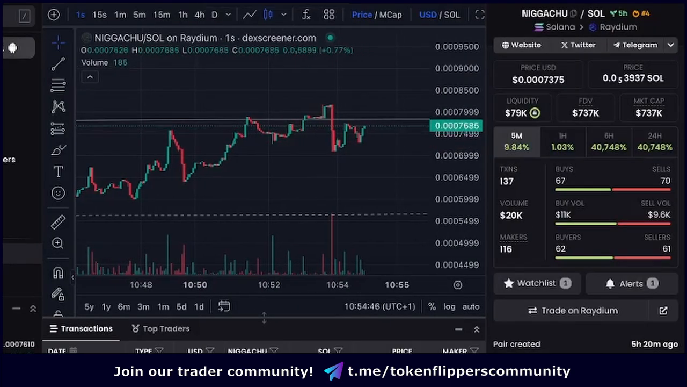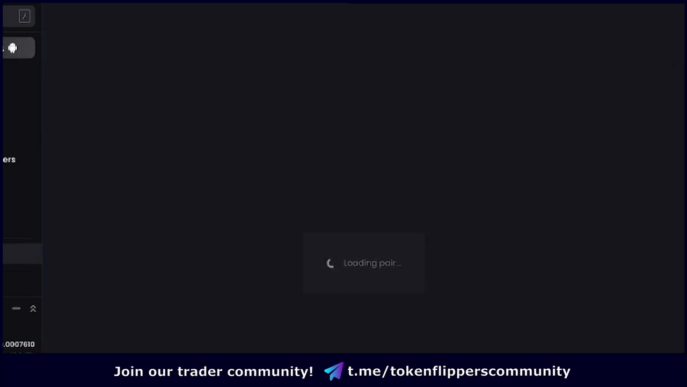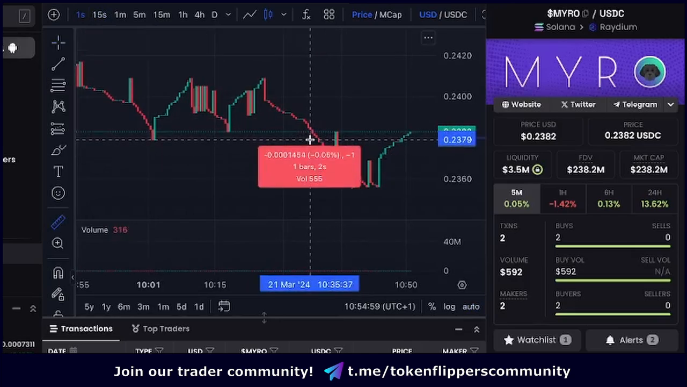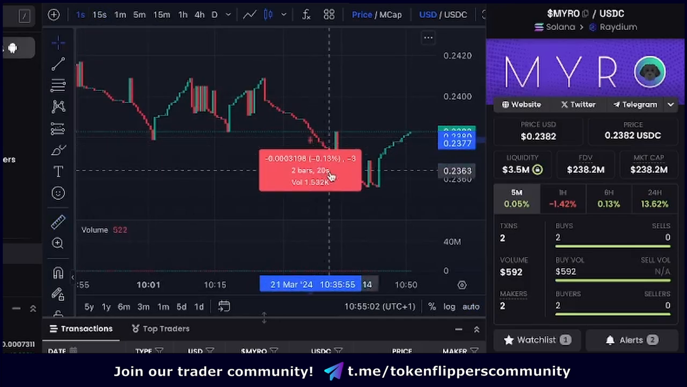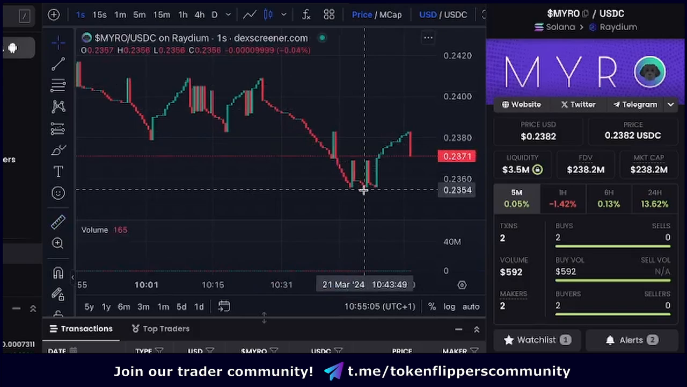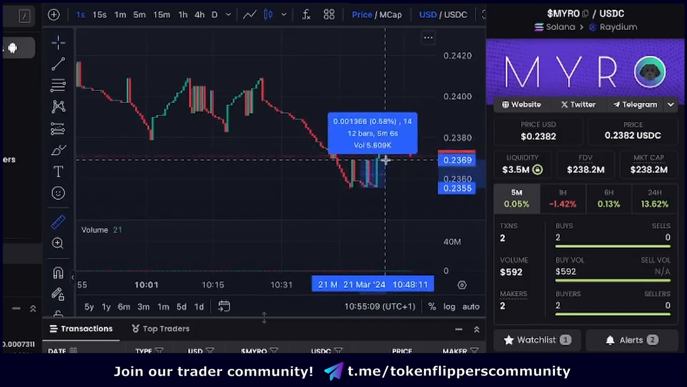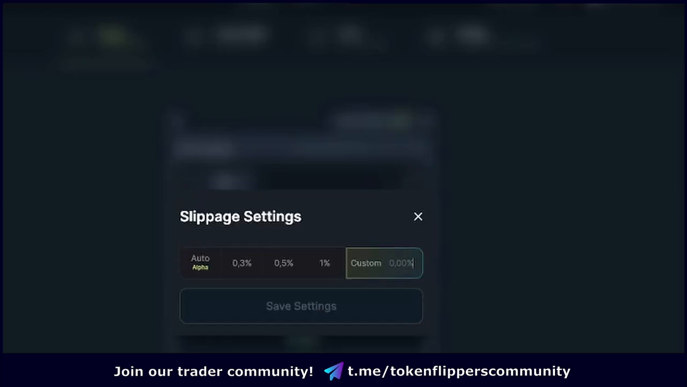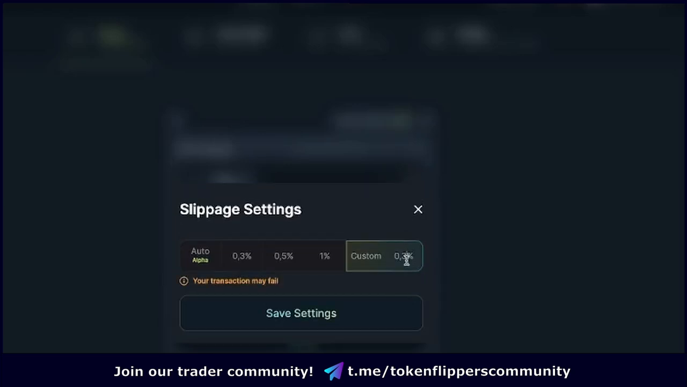And if we look at a different example, like Ray or Myro, they tend to move a lot less. If we take 5 seconds here, you see the price only moves 0.13%, or in the worst case it can be like 0.58. So in this case you could even use something like this, but I would never go lower than 0.5. I think 0.5 is a very safe estimate, and no bot is going to try to front run you if you have such a low slippage.